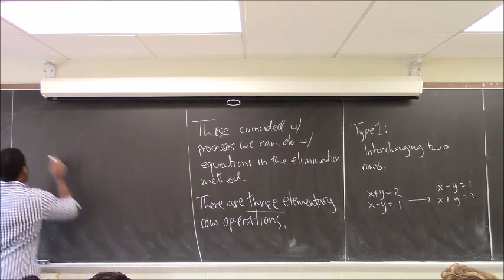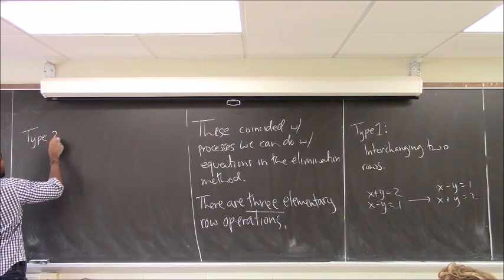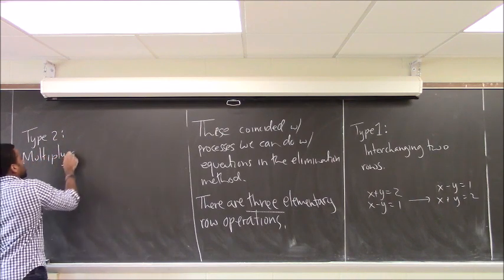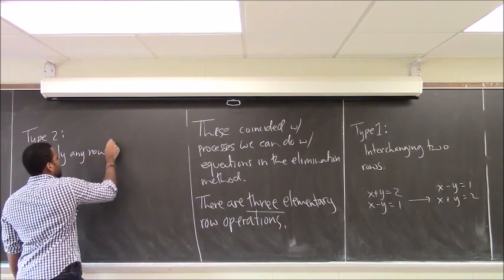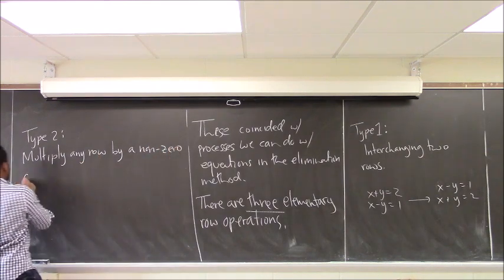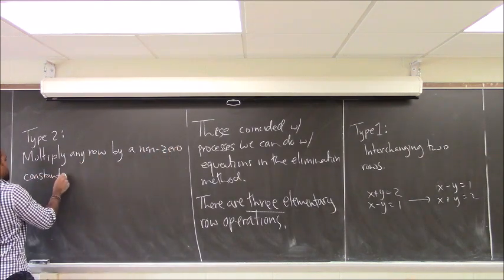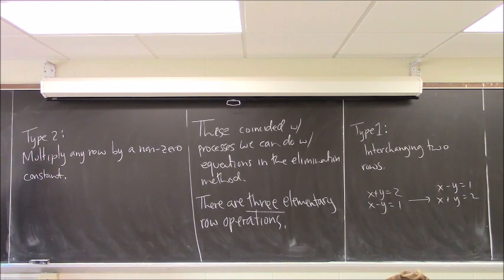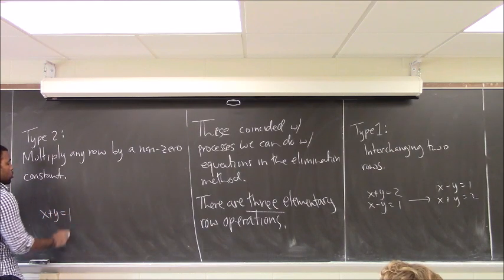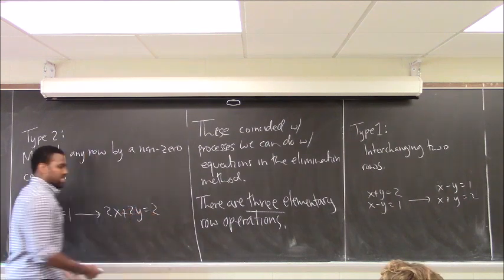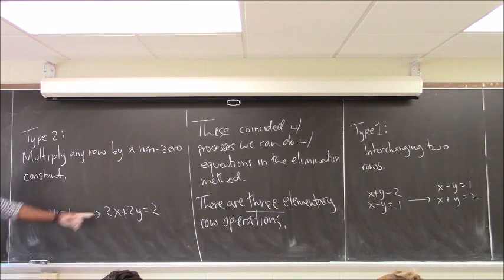Here's another thing you can do. It's a type 2. You can multiply any row by a non-zero constant. Again, that's something you can do with equations. If I have x plus y equals 1, I can multiply both sides by 2. That's legal, right? The solutions to that are exactly the same as the solutions to this one.